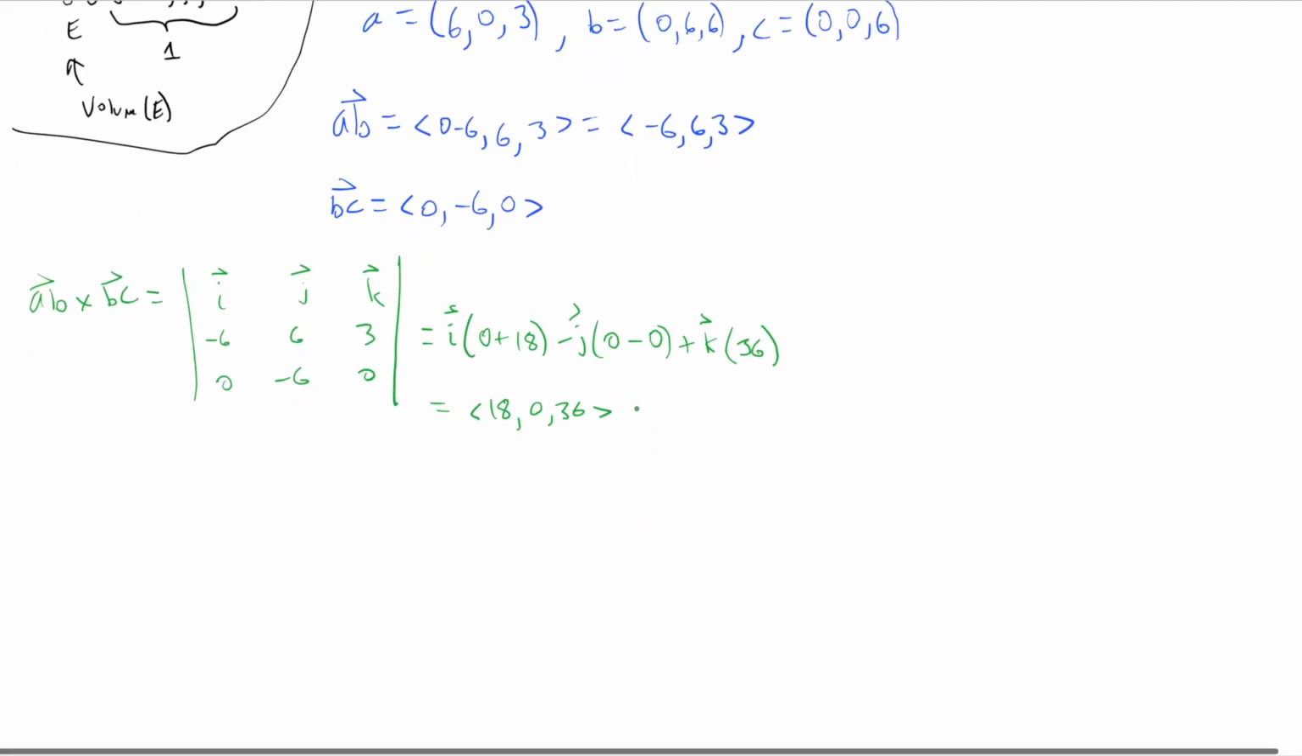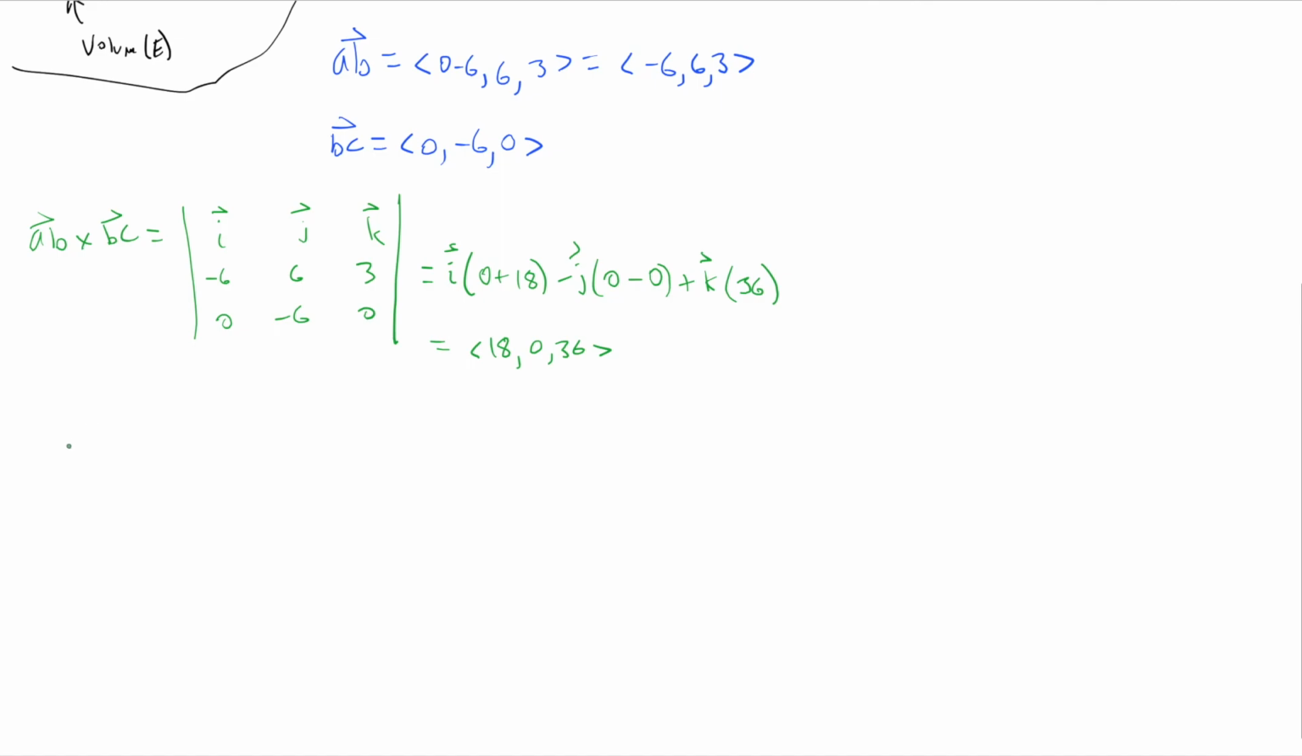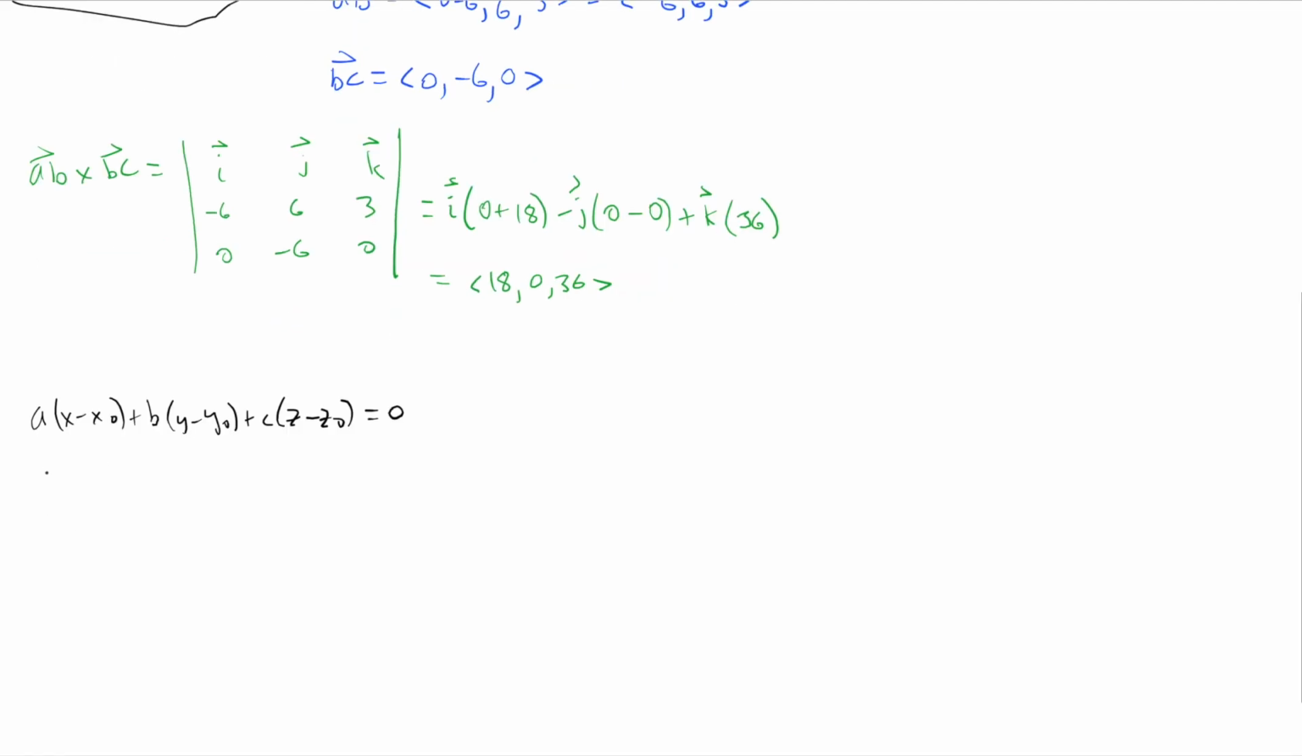Now we have our normal vector of the plane. And guess what? We have all the ingredients to find the equation of our tangent plane. Now, just a quick look at what the standard equation of the tangent plane is, where A, B, and C is the normal vector of the plane, and x naught, y naught, and z naught is a point on the plane.